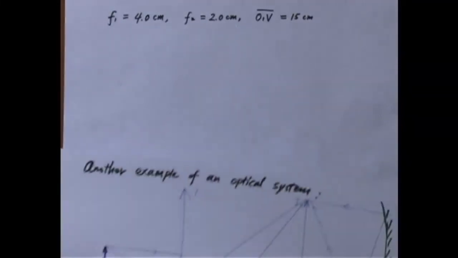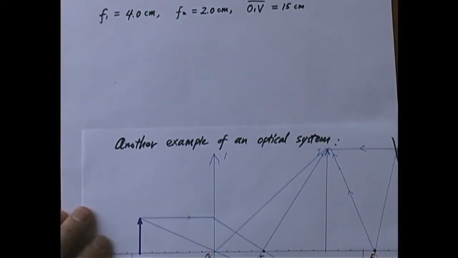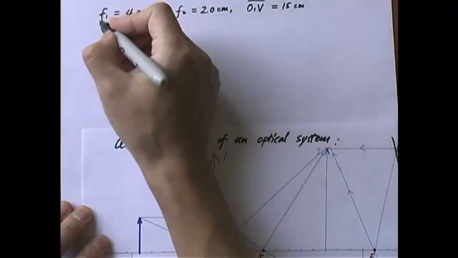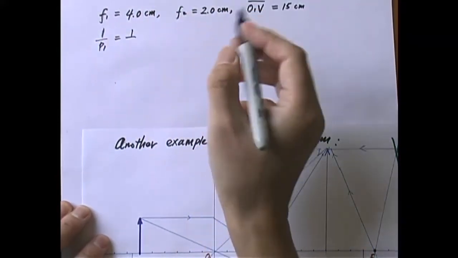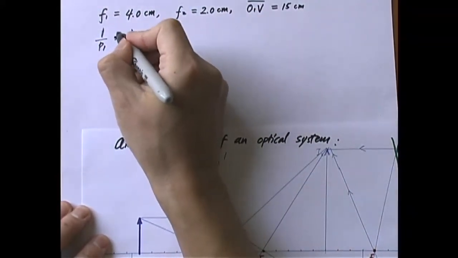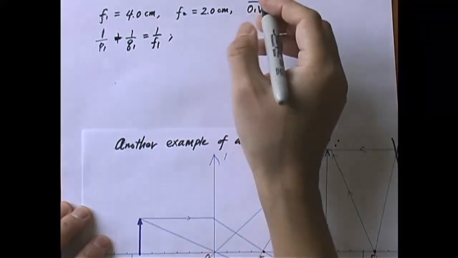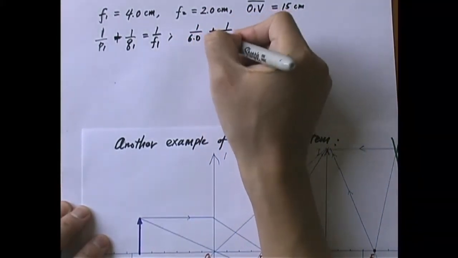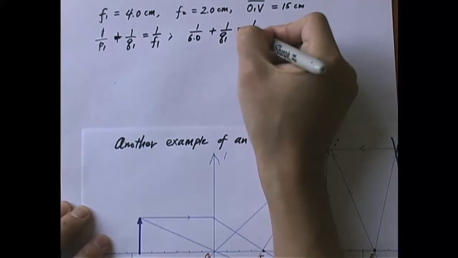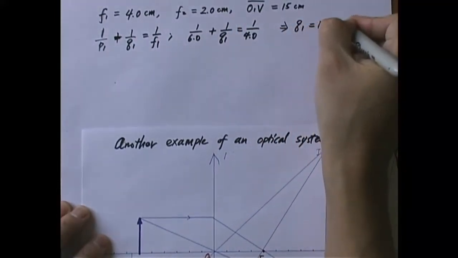With the calculation, let's first of all find the location of I1. With I1, I know the object is placed 6 centimeters in front. So you have 1 over P1 plus 1 over Q1 equals 1 over F1. In other words, 1 over 6 plus 1 over Q1 equals 1 over 4. And that tells you that Q1 is 12 centimeters.